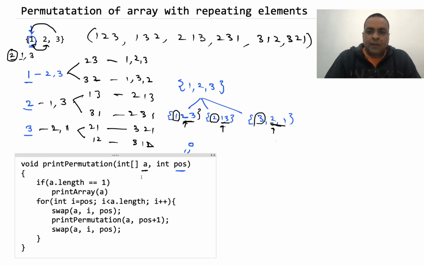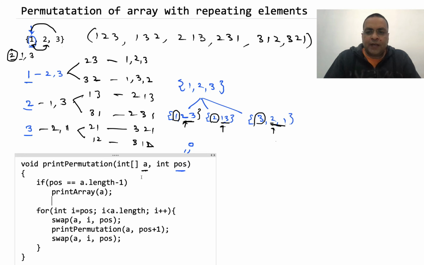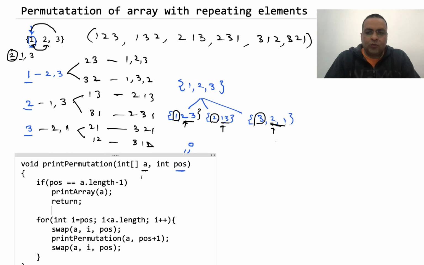I beg my pardon. So the condition is that if we are at the last element of the array, so if position is equal to array.length minus 1, then just print the content of the array and return. Don't do anything else.